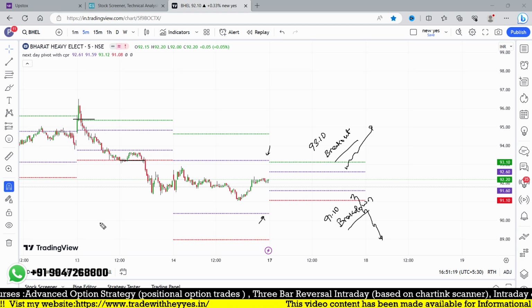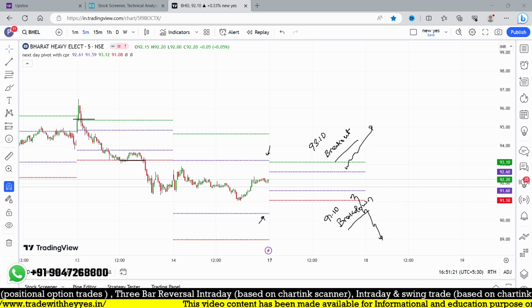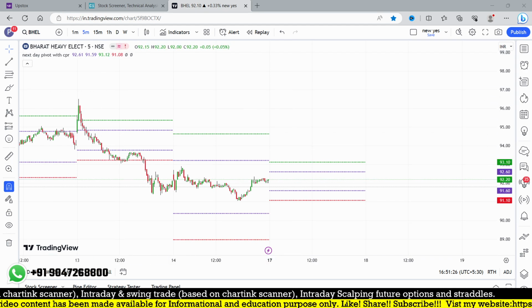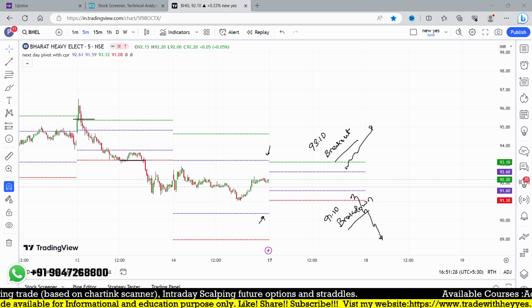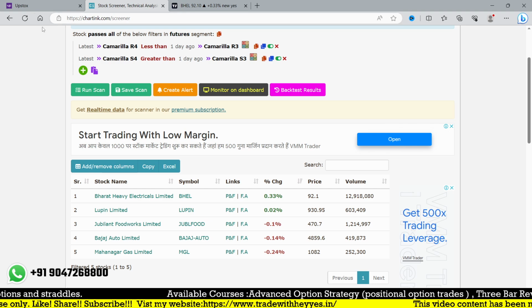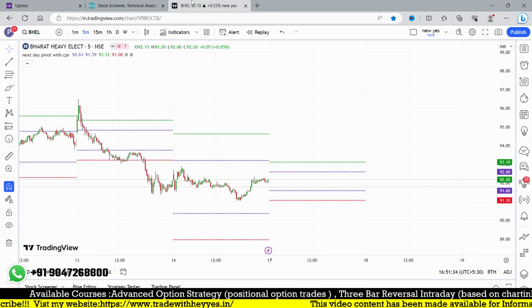Simply, the R4 and S4 levels are the key levels for my trading opportunity. I can focus on this breakout for this particular stock. Maybe the chances are this breakout level is important on Monday, so we can track this stock. And what are the stocks? Lupin and Jubilant Food. Let me check whether it is all right.